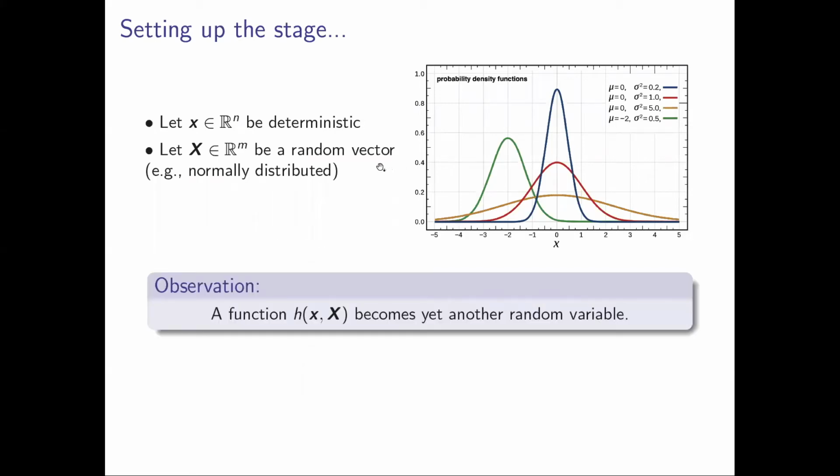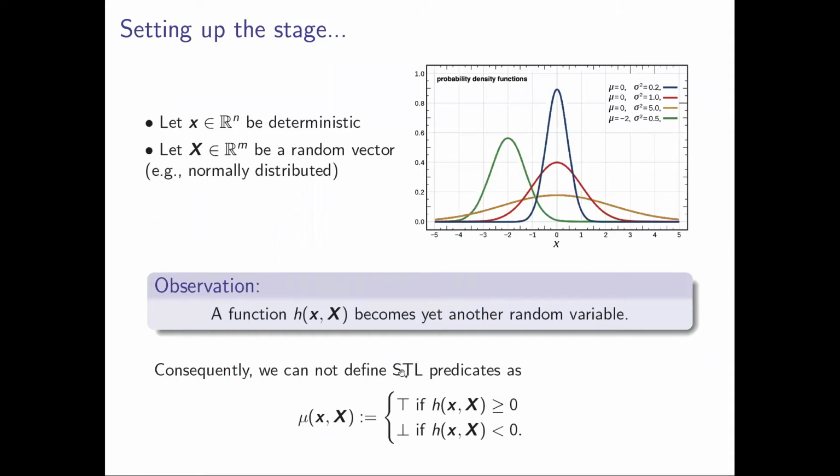The important observation is now that a function h that depends on x and capital X becomes yet another random variable. Typically, signal temporal logic predicates, or for short STL predicates, are defined like this. So the predicate mu becomes true whenever the predicate function h evaluated on x and capital X is greater or equal than 0.